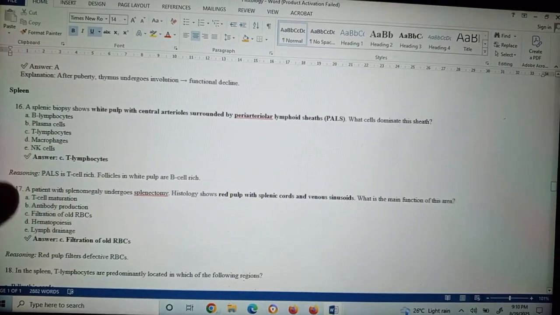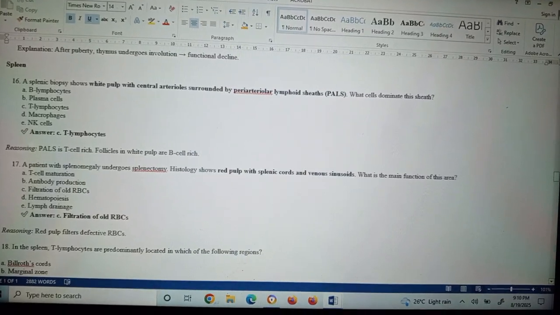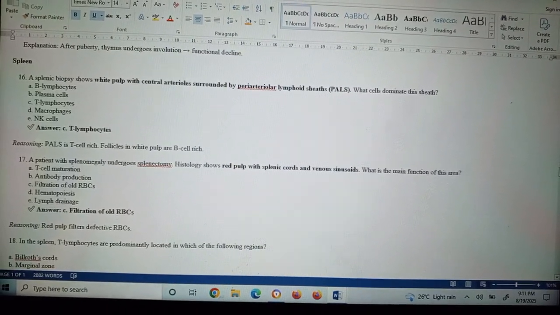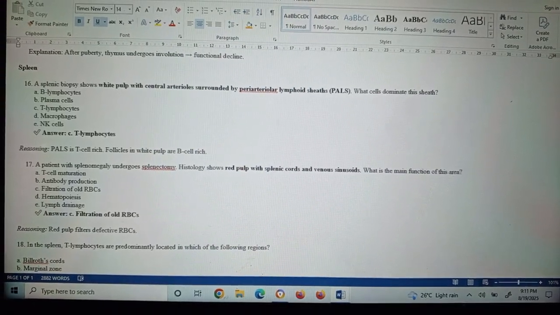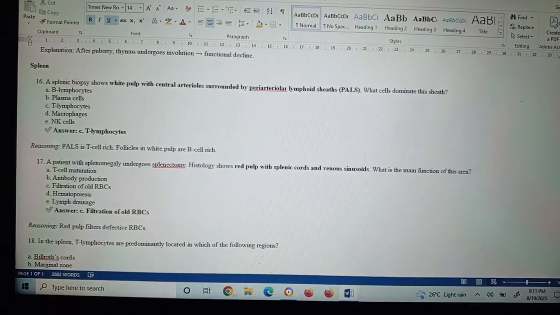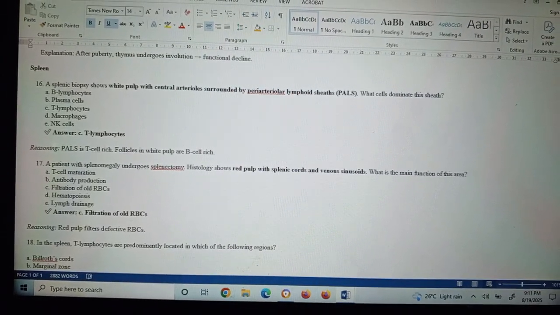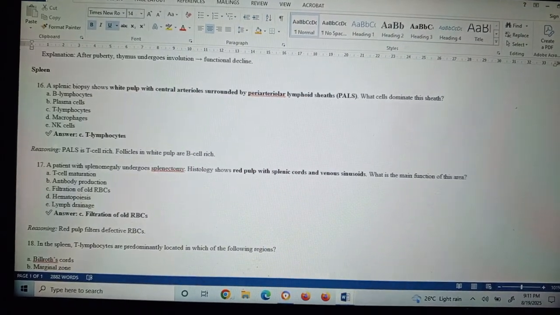Now let's talk about the spleen. A splenic biopsy shows white pulp with a central arteriole surrounded by periarteriolar lymphoid sheaths, PALS. What cells dominate this sheath? The options are B lymphocytes, plasma cells, T lymphocytes, macrophages, NK cells. The answer is C, that is T lymphocytes.